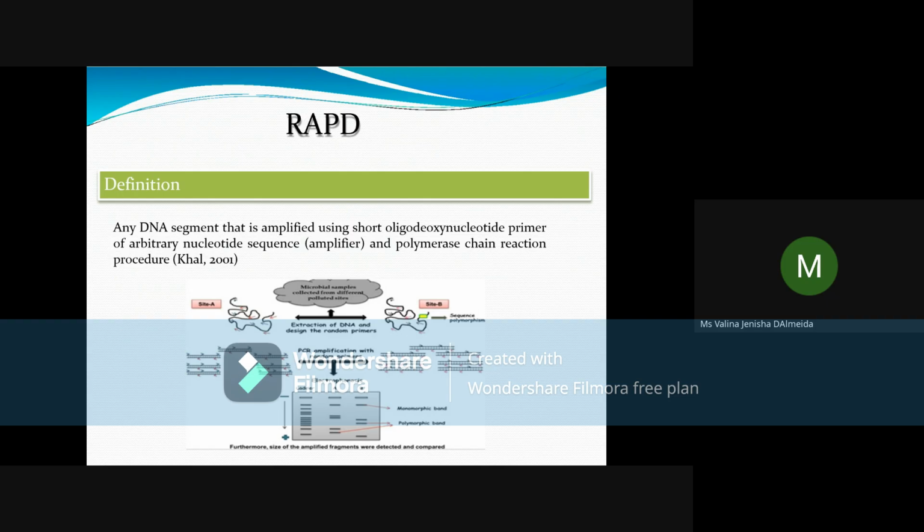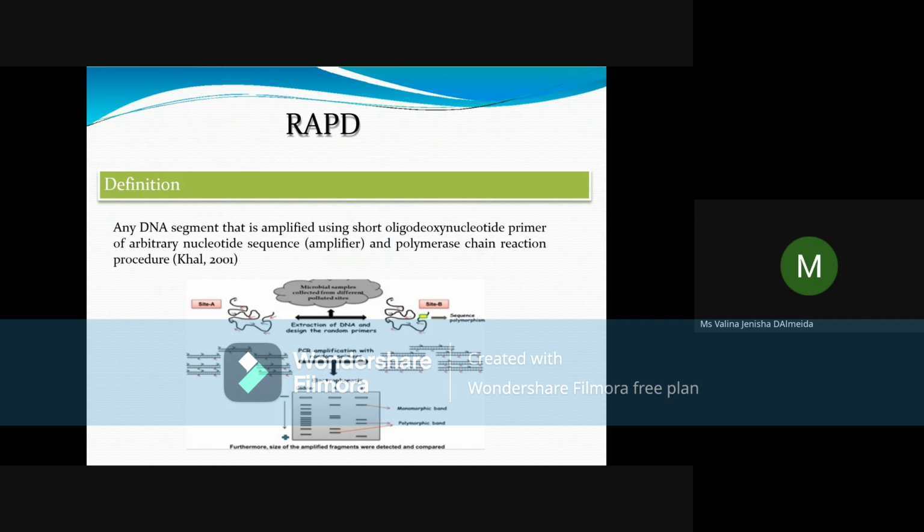It is also used to understand certain genotypic selections, that is, to understand the relationship between the two parents and the F1 generation. And certain marker assisted selections and all those things could be done with the RFLP technique.